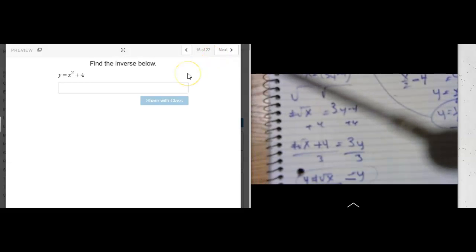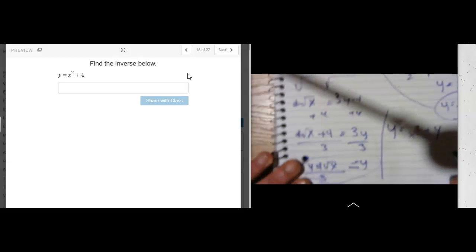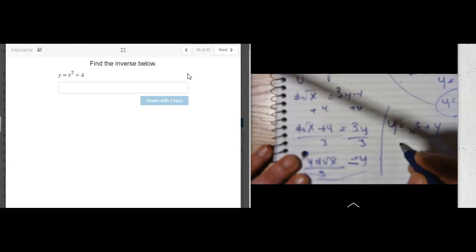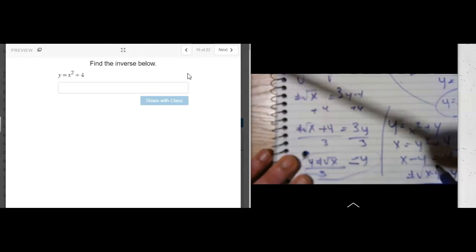Okay, so find the inverse. So you have y equals x squared plus 4. You're going to get x equals y squared plus 4. Okay, and you're going to get x minus 4 equals y squared. And you're going to get y is equal to plus or minus square root of x minus 4.